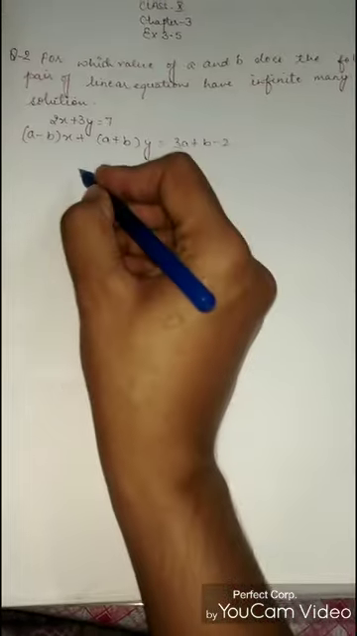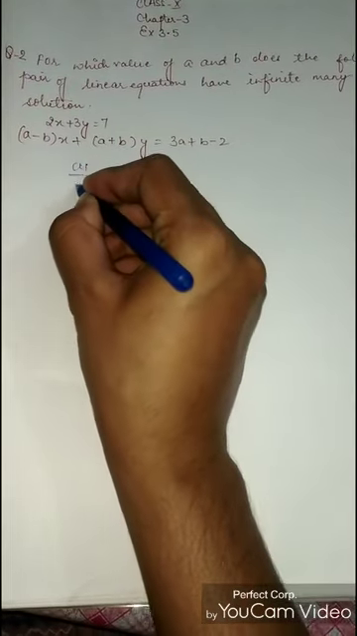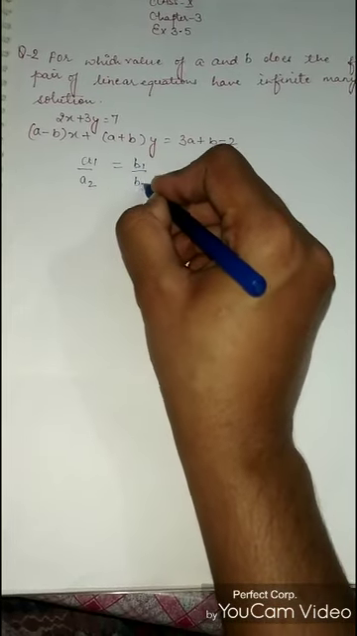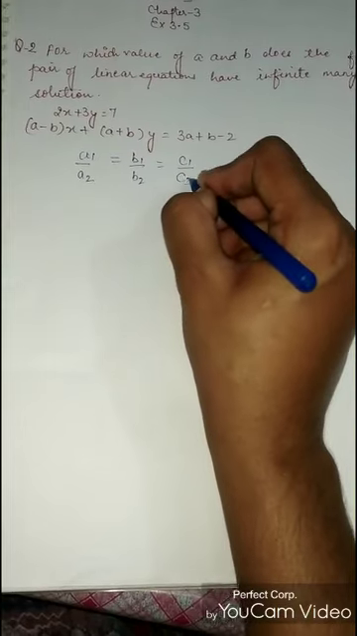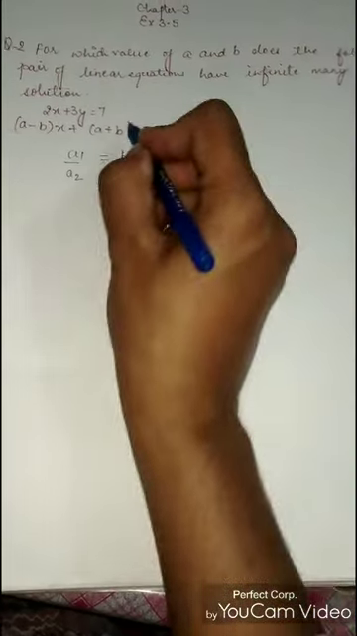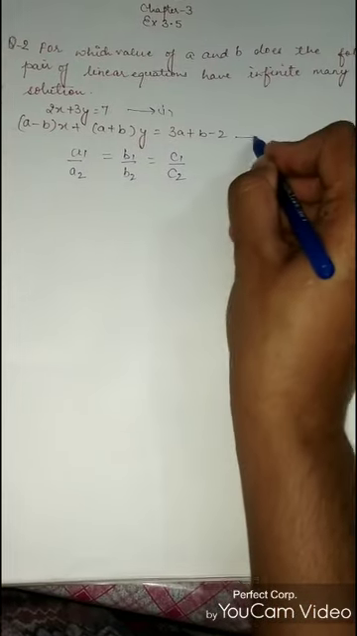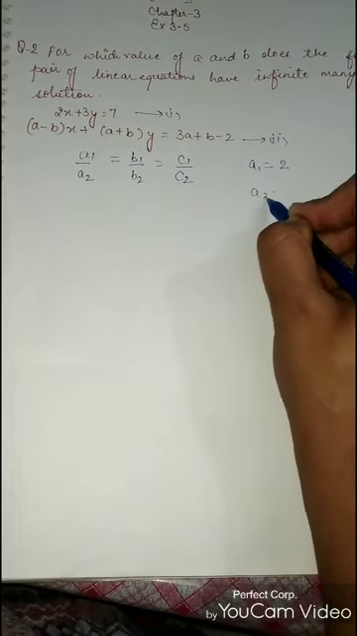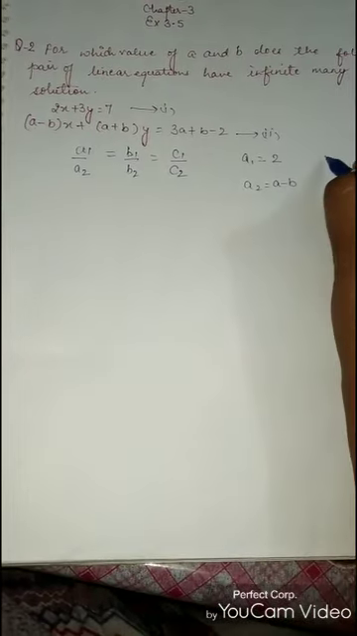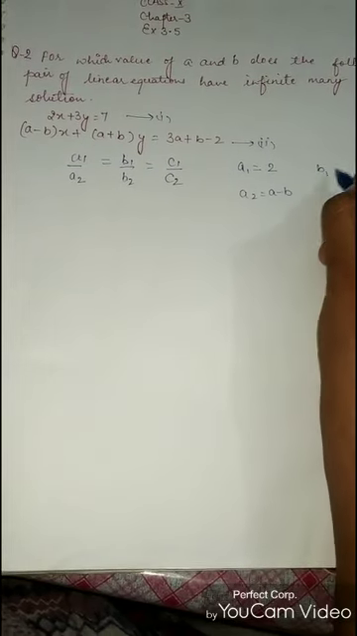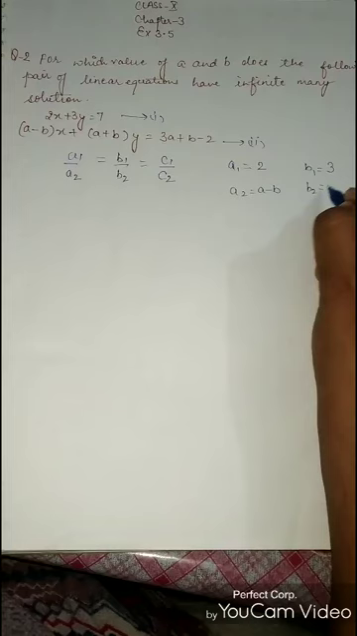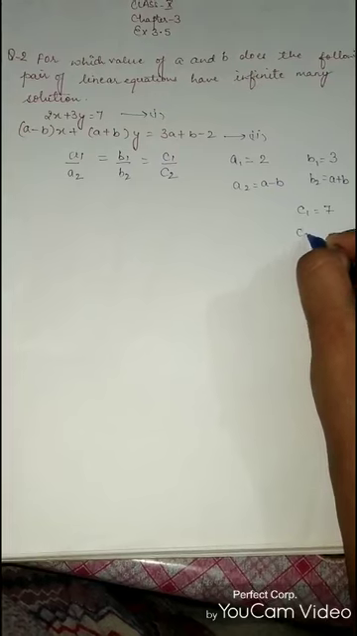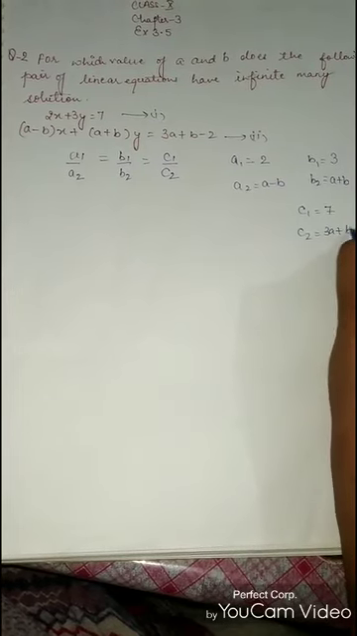What was the relation? That the ratio of coefficients of x, the ratio of coefficients of y, and the ratio of the constants are all equal. So I am taking this as equation number 1 and this is equation number 2. From here, first write a1 is 2, a2 is a minus b, b1 is 3, b2 is a plus b, c1 is 7 and c2 is 3a plus b minus 2.